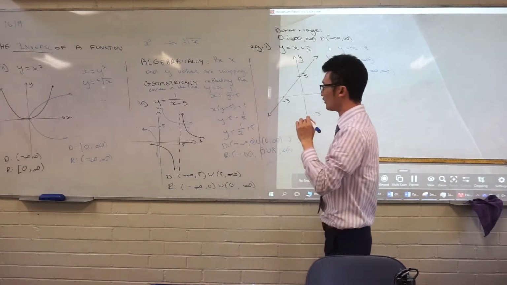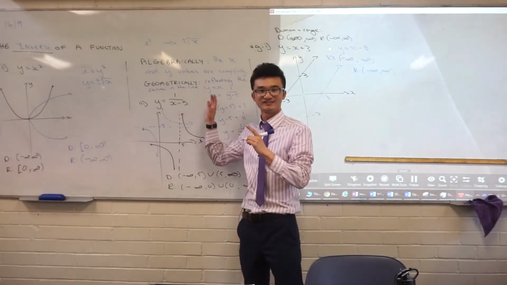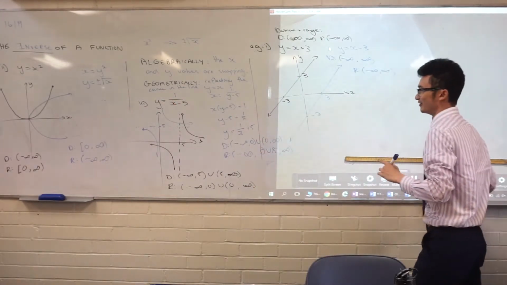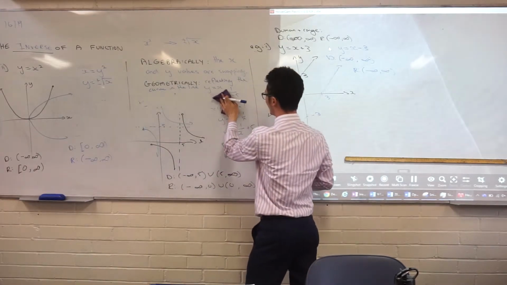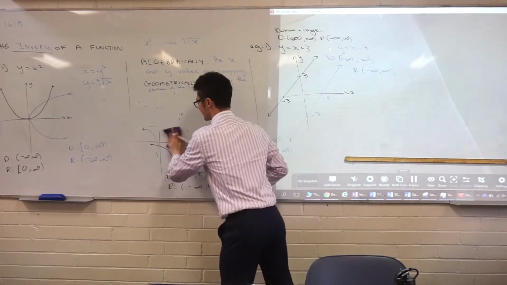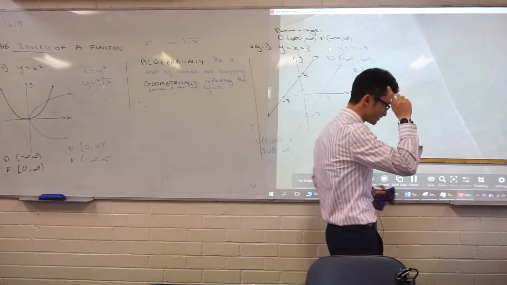Now, I think the really cool thing is, sorry, can I rub this stuff off here? Okay, I'm going to rub this stuff off because I need a bit more space. The really cool thing is to look at why we're reflecting it in y equals x. Okay? Because this is why.